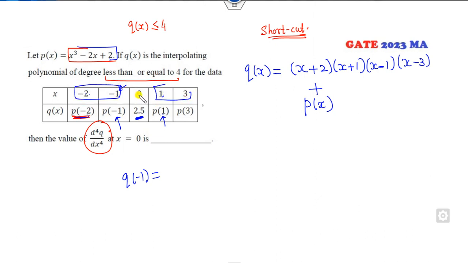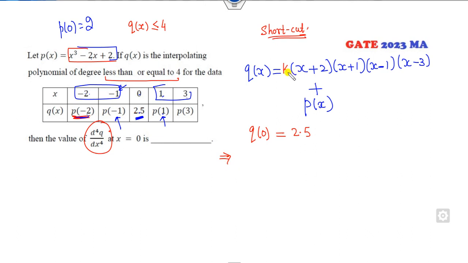But what is the 0? Can 2.5 be my p of 0? We can check it firstly. What is the p of 0? P of 0 is 2, which is not 2.5. So it means I can't write it like here. So I need to find the proper one, I can write this number as a k. Fine. Because k is my constant. So I can find the constant from q of 0. What is the q of 0? 2.5. It is given to you.